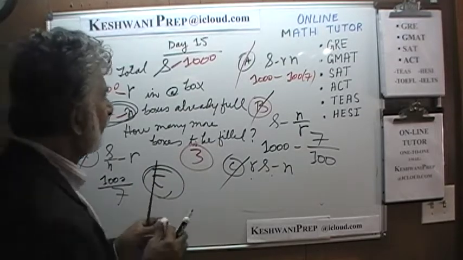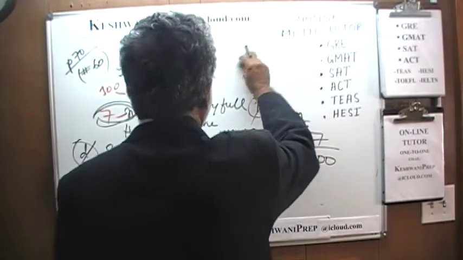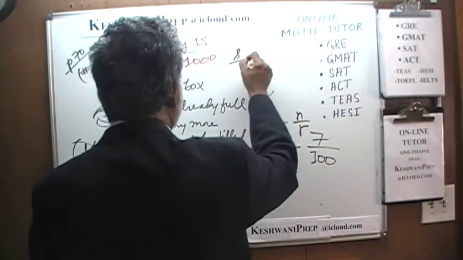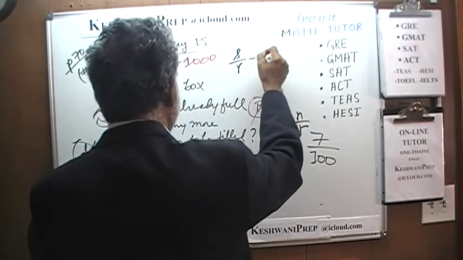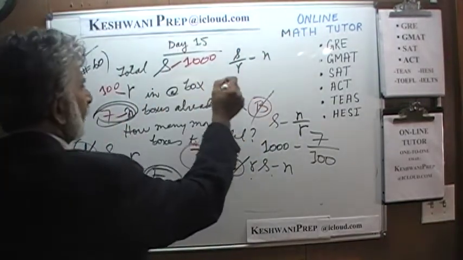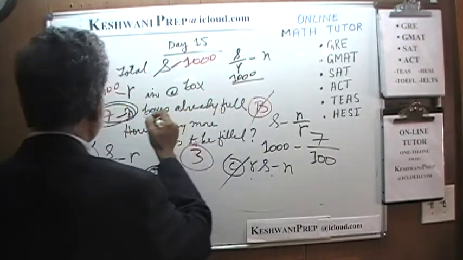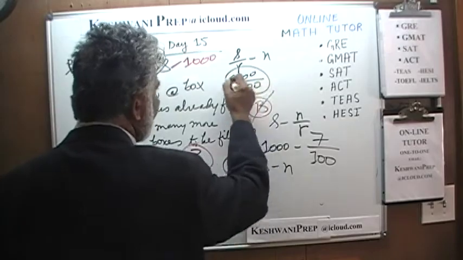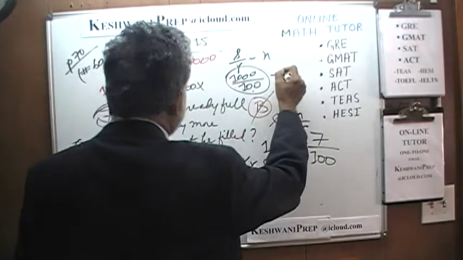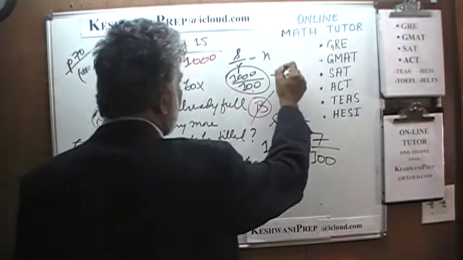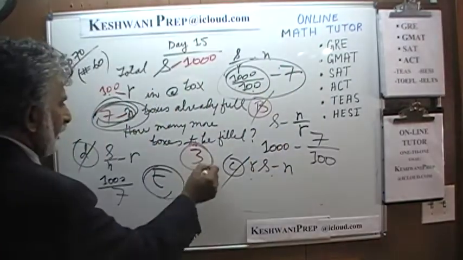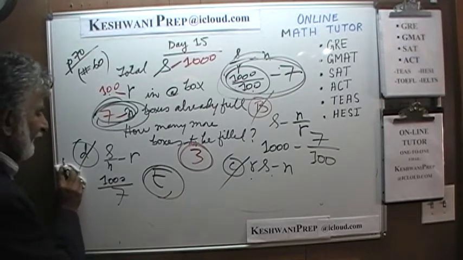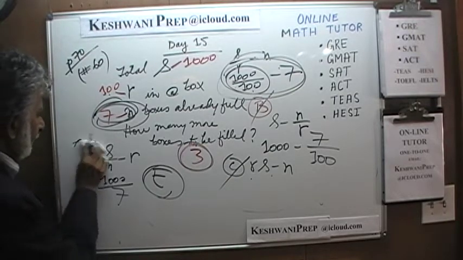Let's see what E says. E says S minus S over R minus N. S was 1,000. 1,000 minus R, which is 100. 1,000 divided by 100, that's a 10. Minus N, and N is 7. 10 minus 7 is 3. There you go. We're looking for 3, and that gives us 3. The answer is E.